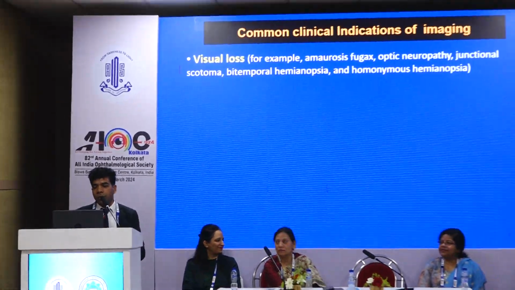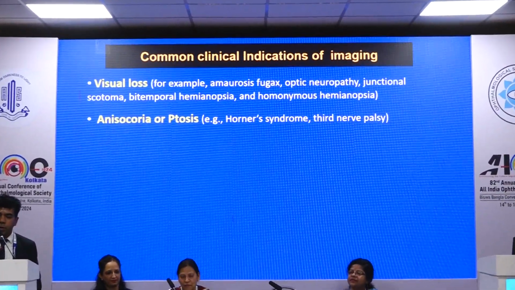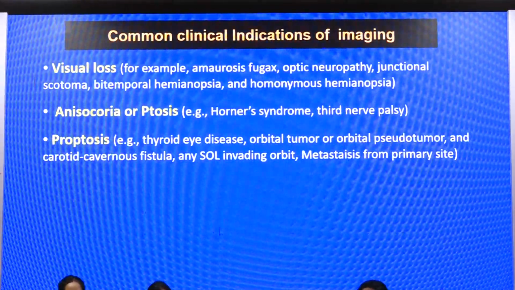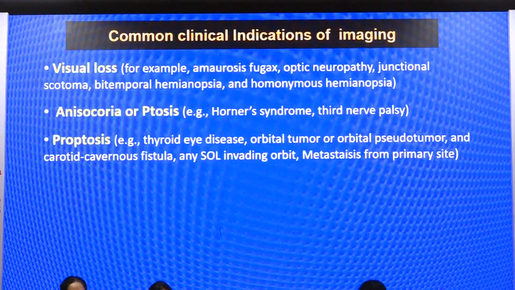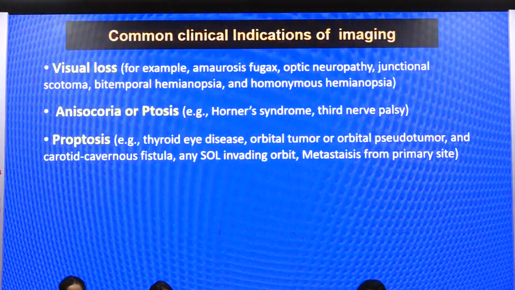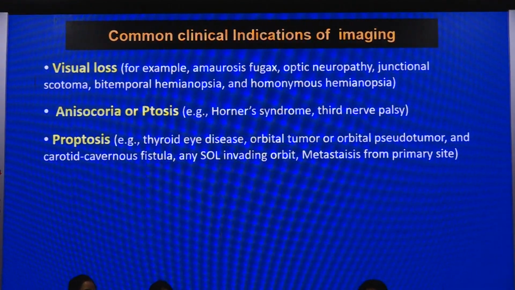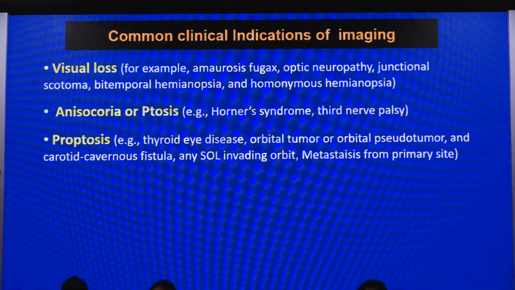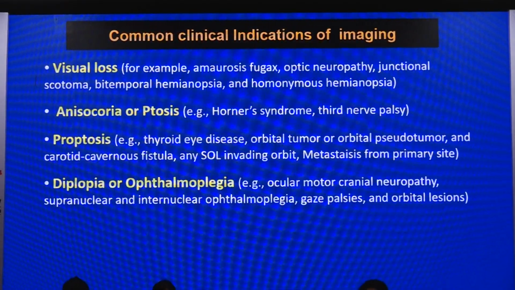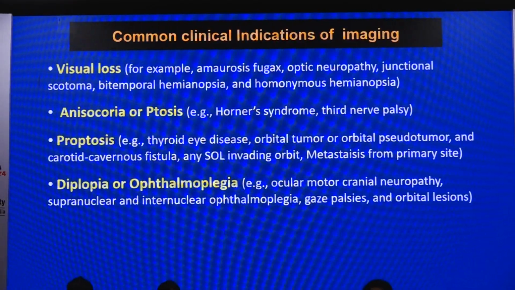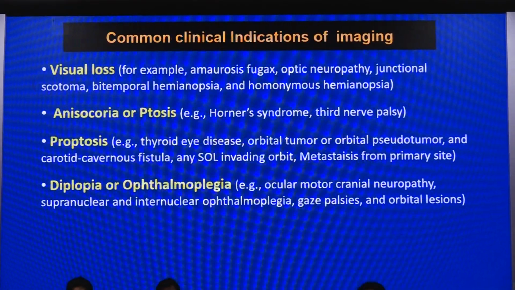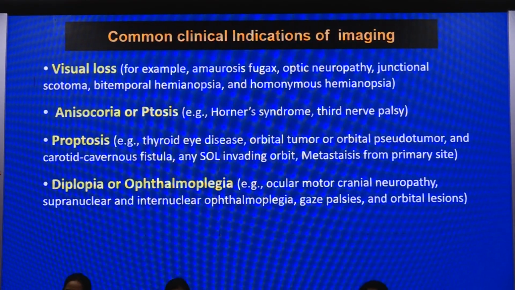So common clinical conditions: when a patient comes to you with vision loss, maybe bitemporal hemianopia, that may be the finding, or some junctional scotoma or some homonymous hemianopia, that means now it is the time for neuroimaging. Anisocoria and ptosis. Then comes your proptosis. It can be because of thyroid eye disease or any space occupying lesion involving the orbit, or some metastasis, as the madam has shown in one case involving your lateral rectus muscle. So here comes the role of imaging, not only in the orbit but in the brain also. And diplopia or ophthalmoplegia, as Dr. Priya and madam have shown: supranuclear, internuclear ophthalmoplegia, some gaze palsy, definitely neuroimaging is the choice.